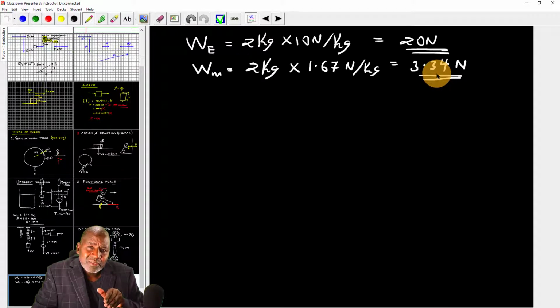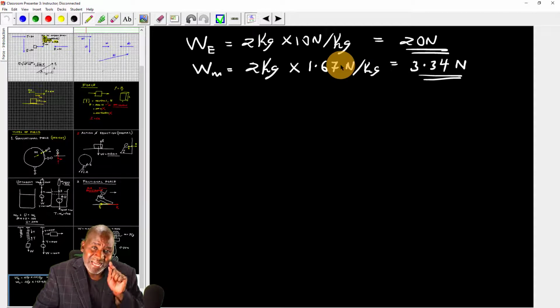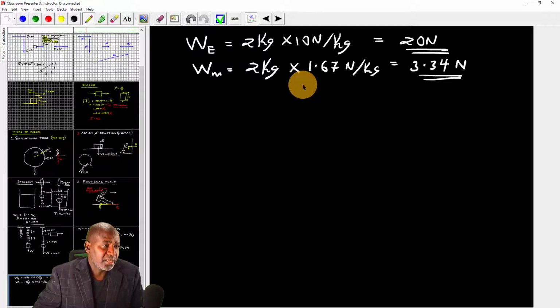Why is that? Weight changes from place to place because the value of the gravitational field strength changes from place to place. That is the reason. But mass does not change because the quantity of matter in it does not change. The number of particles in it does not change, and the mass of each particle in it does not change. That is the reason why mass remains the same.